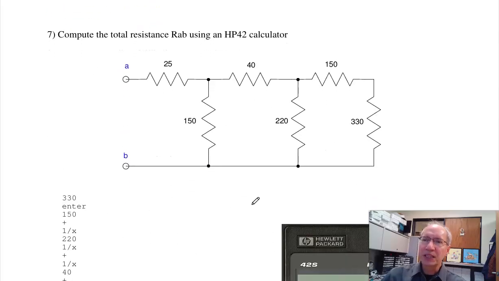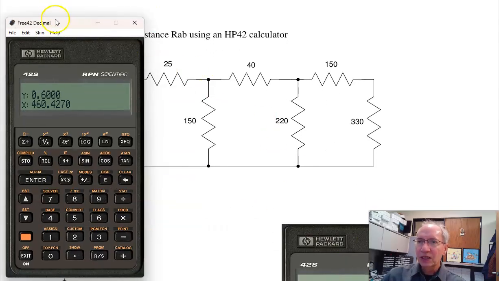You can also use an HP calculator. Kind of show you pretty quickly. This is why HPs are nice on tests. They're quick. So 300, enter, 150, add, that's 450 ohms. In parallel with 220, inverse, 220, inverse, add, inverse, 147 ohms, plus 40, 187, in parallel, inverse, 150, inverse, add, inverse, plus 25, poof, 108 ohms.